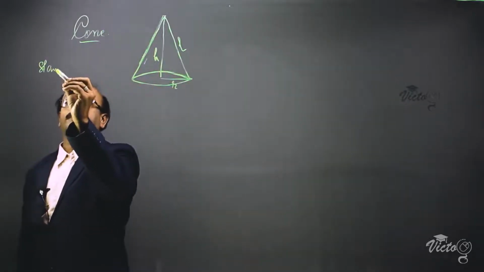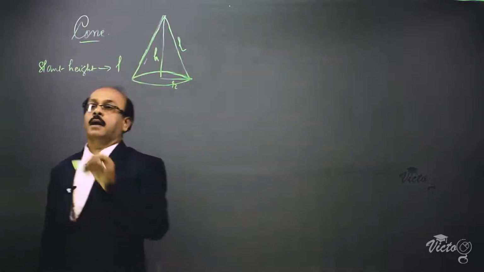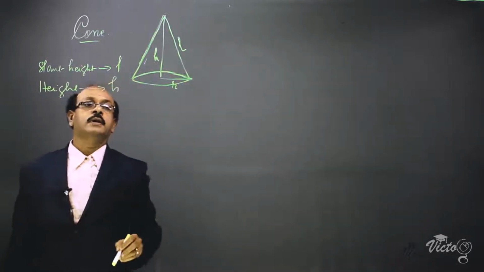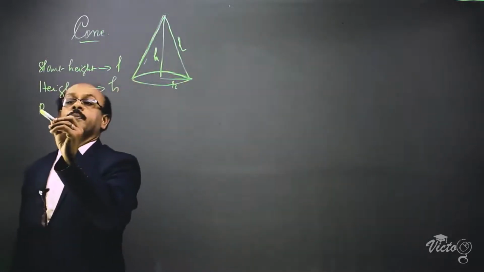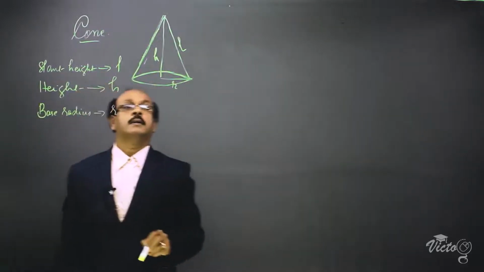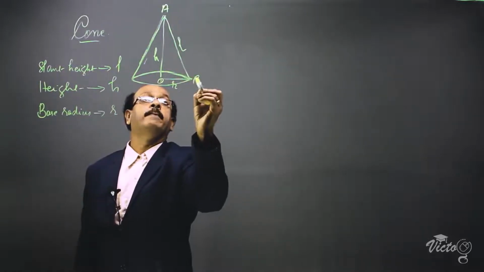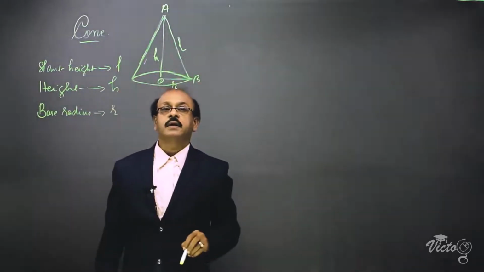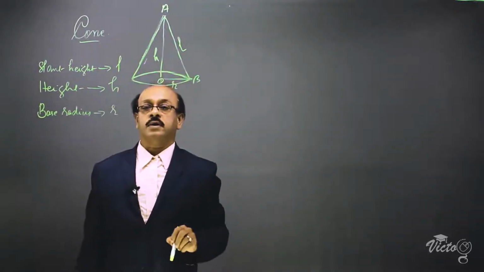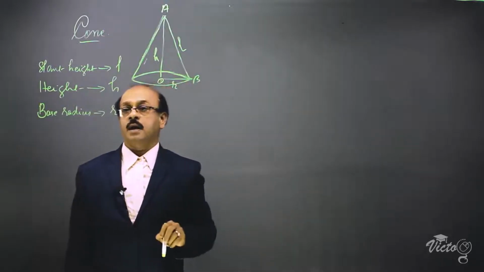Slant height is represented by L, height is represented by H, and base radius is represented by small r. Now, if we name it AOB, AOB is a right angled triangle, and hence by Pythagoras theorem we get relations connecting L, H and r.